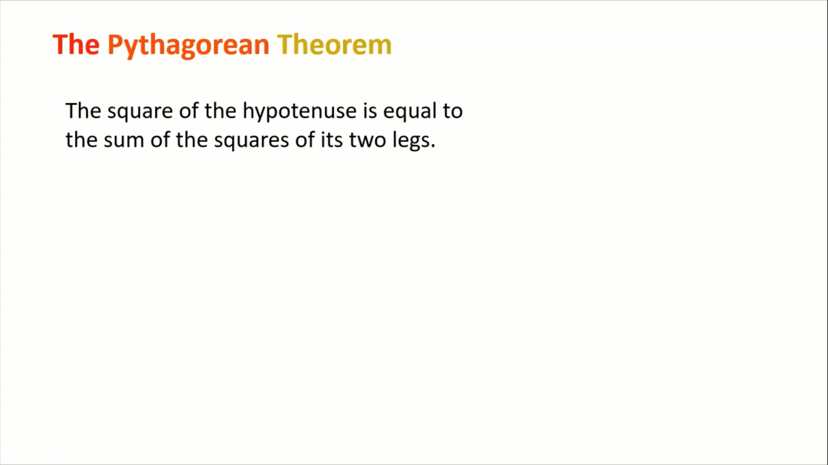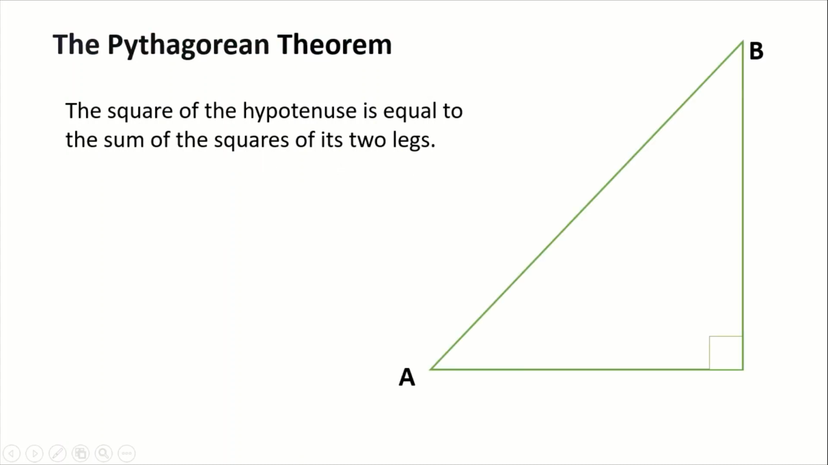Alright, so what is the Pythagorean Theorem? So when we say Pythagorean theorem class, it is the statement, okay? And the statement is, the square of the hypotenuse is equal to the sum of the squares of its two legs. So yung square daw ng ating pinakamahabang side, which is the hypotenuse, siya yung total ng pinagsamang squares ng dalawang legs. So we have here a triangle, a right triangle.